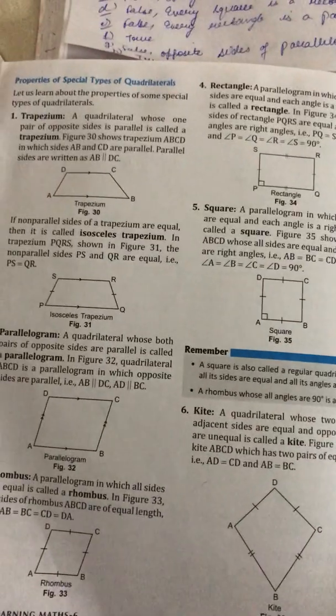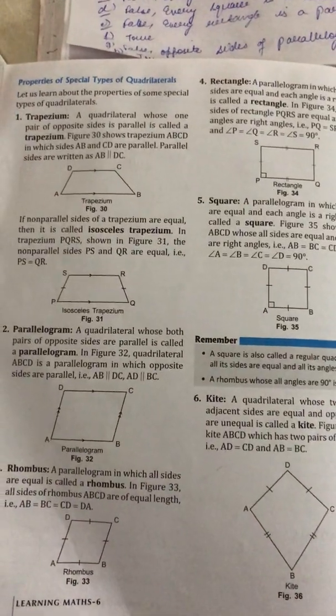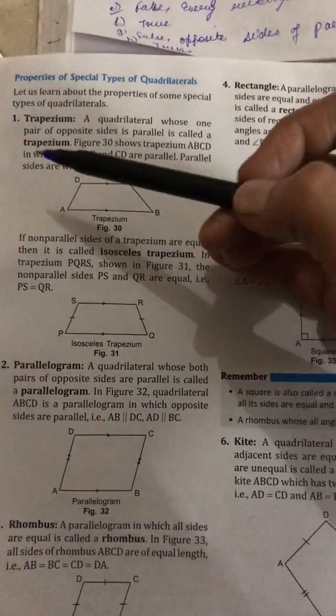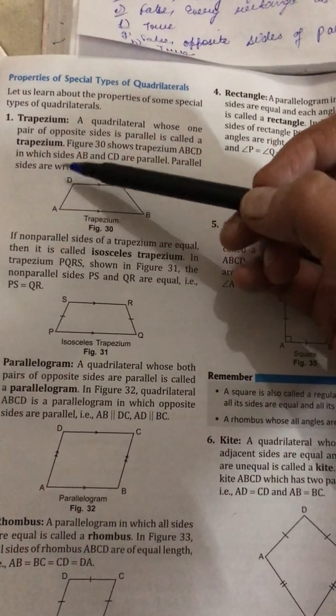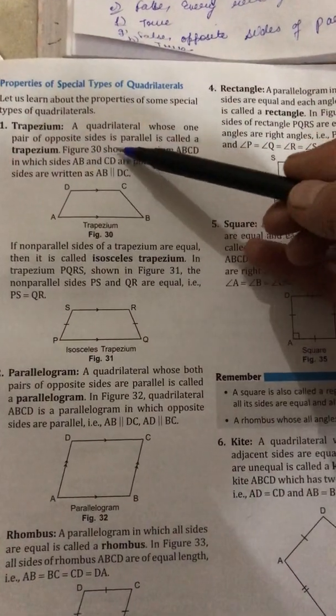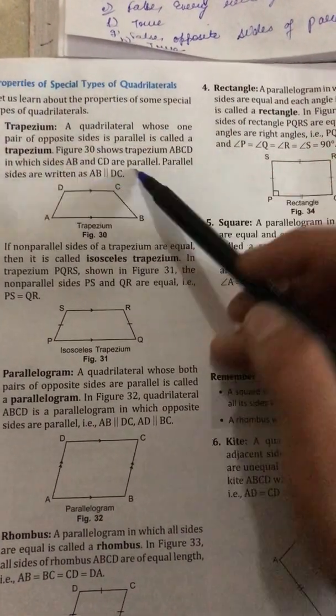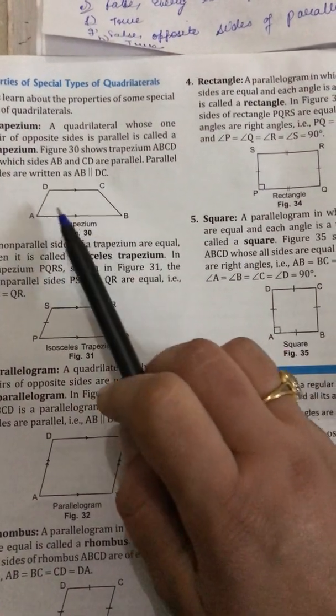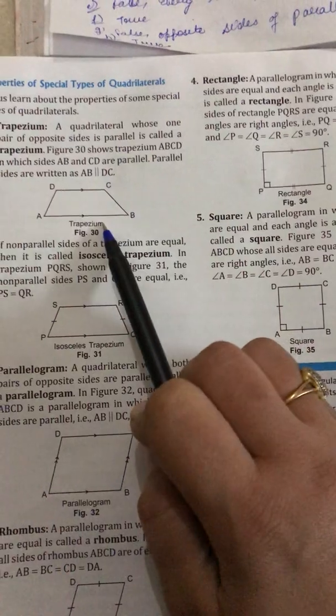Next is about parallelograms. We know, next about quadrilaterals. A quadrilateral is a four-sided polygon. Now first is a trapezium. We have different kinds of quadrilaterals. First is a trapezium. A quadrilateral whose one pair of opposite sides is parallel is called a trapezium. Means like this. Two sides are parallel to each other, but two sides are not parallel. So this is a kind of trapezium.